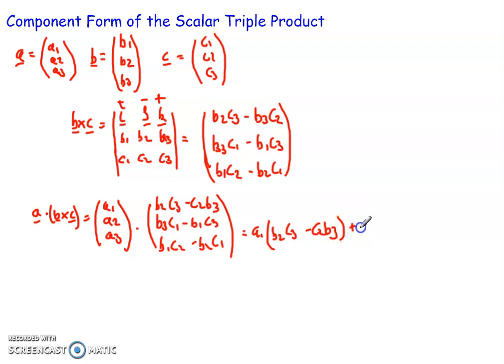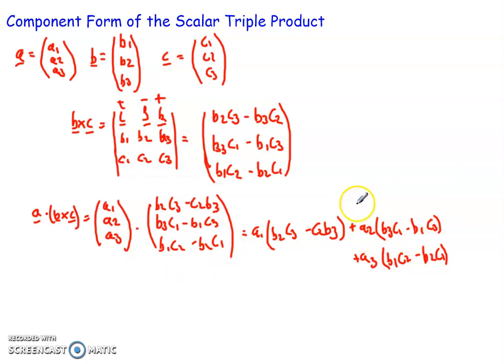I'd then have plus A2 times the second component, so B3, C1 minus B1, C3, and I then have the third one, plus A3 times the B1, C2 minus B2, C1. So I'd have it written like that. Now again, that's a heck of a formula to remember, but it does work out quite nicely as a much simpler way to do it.